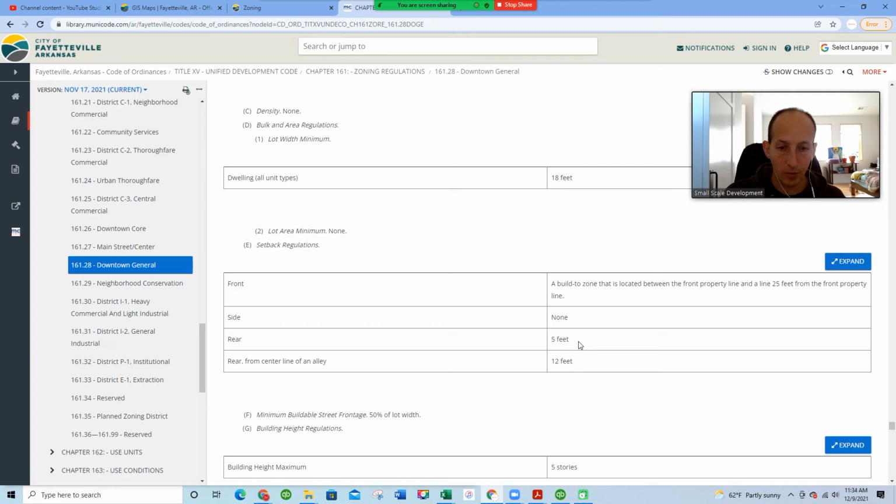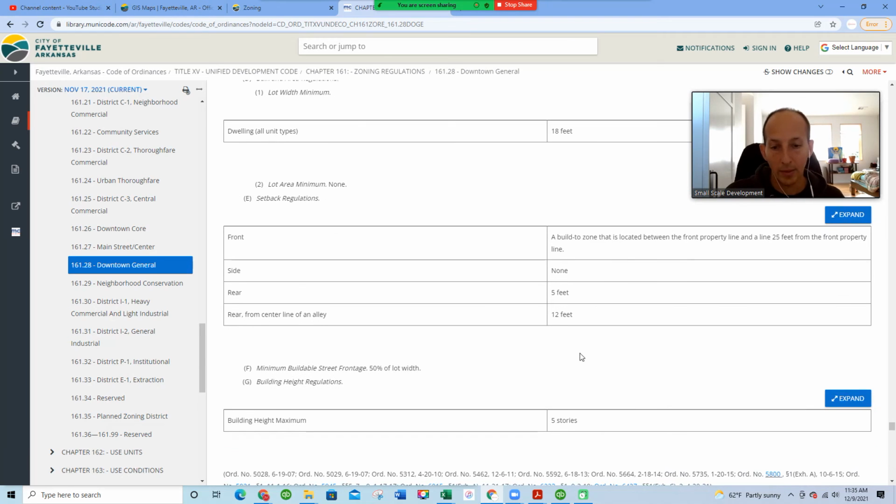That's helpful. Rear setbacks 5 feet, and if there's an alleyway behind it, then you only have to be 12 feet from the center line of the alley. So typically an alley here is 20 feet. So you only have to be essentially 2 feet off the alley. So that's helpful too. So that's with regard to putting a structure up there.